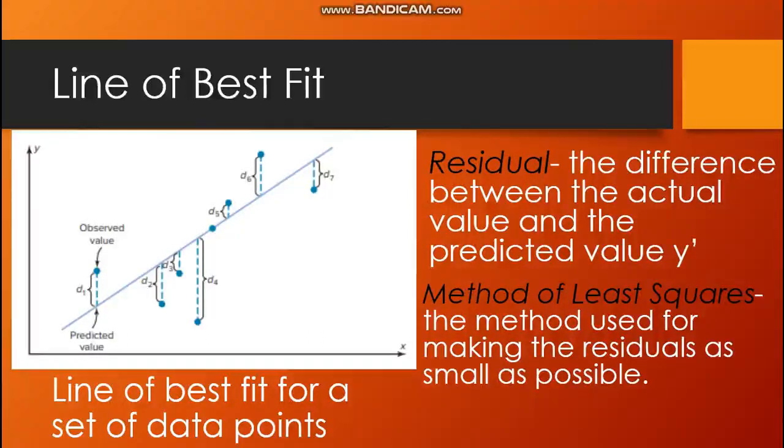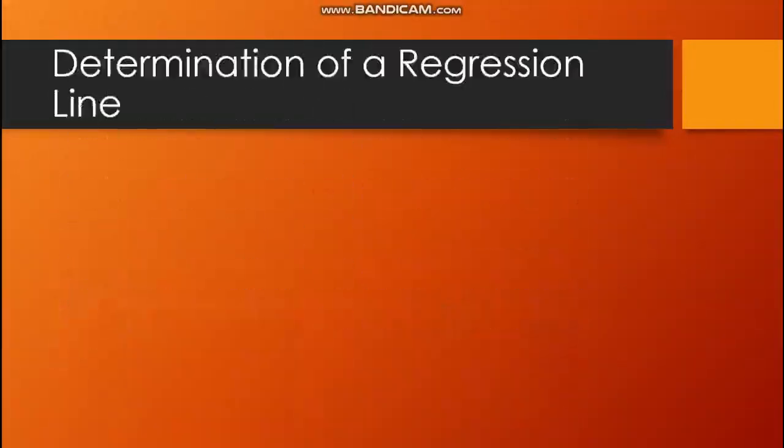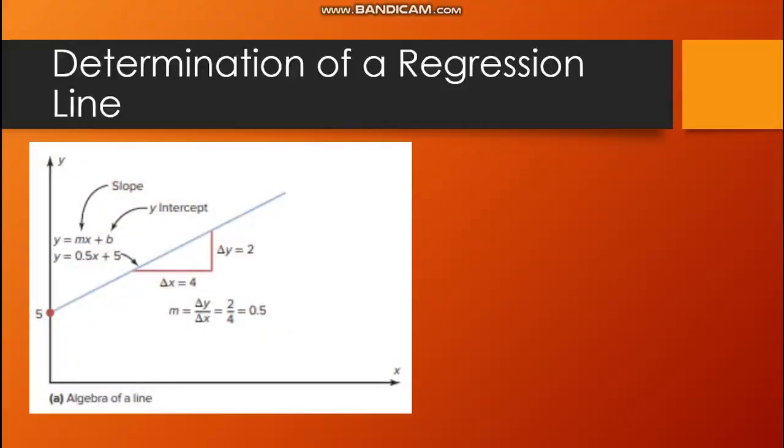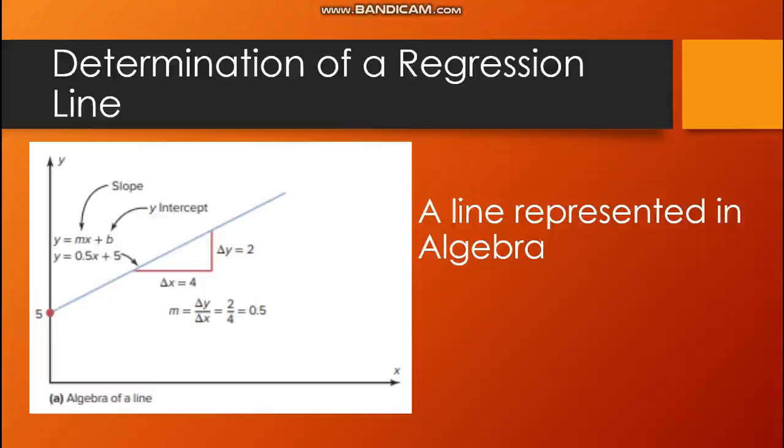Okay? And since we're going to use the method of least squares on our regression analysis, tinatawag natin tong least squares regression line. Okay? The next is, how are we going to determine the equation of the regression line? In determining the regression line, may halintulad ito doon sa ating line represented in algebra. Kung natatandaan nyo, yung equation natin ng straight line is denoted by y equals mx plus b. Ang tawag natin dito, slope-intercept form kasi yung ating equation of line, merong slope at merong y-intercept.